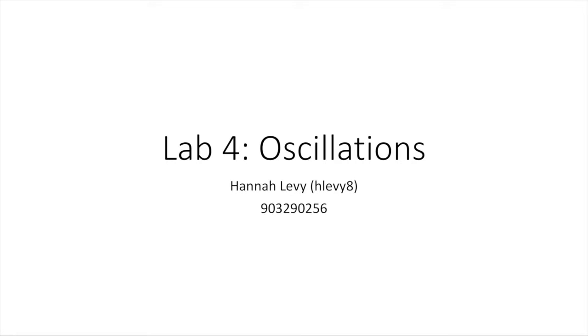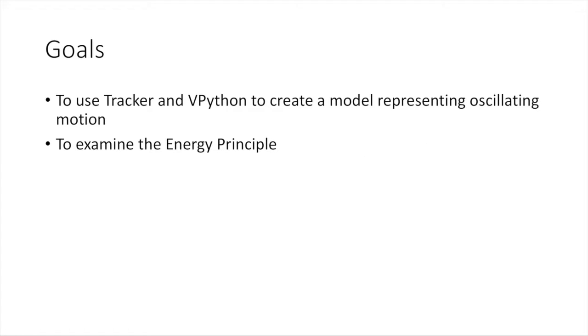This lab explores the most basic representation of the physics of extreme sports with ropes using a simplified spring mass system. In the video provided, a mass swings in an arc while oscillating on a spring. The goal of this lab was to use the Tracker and VPython software to create a model representing this motion.